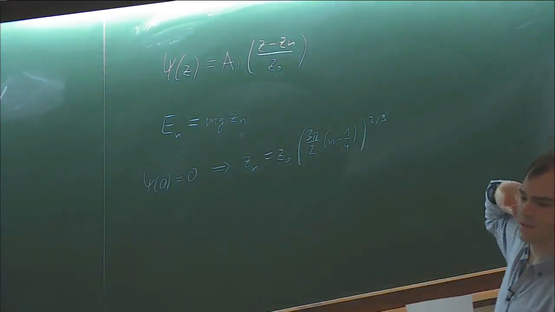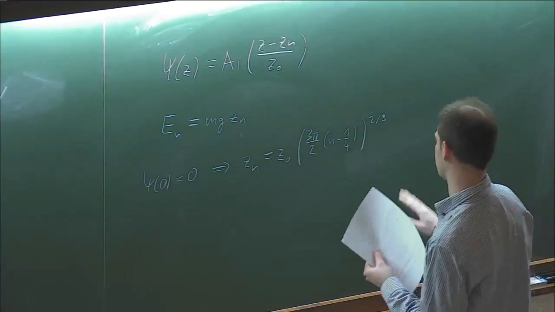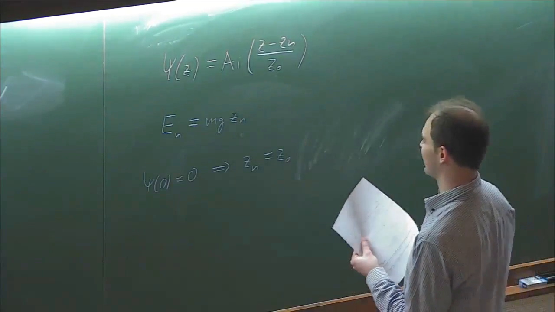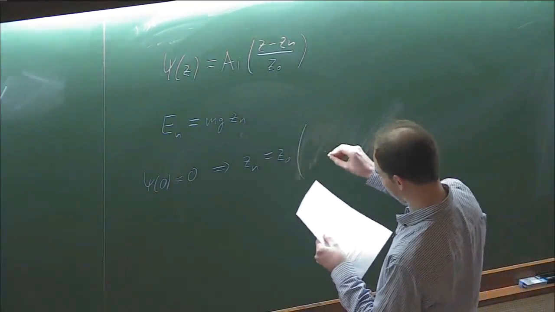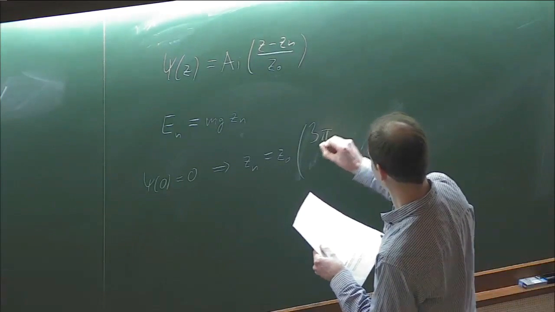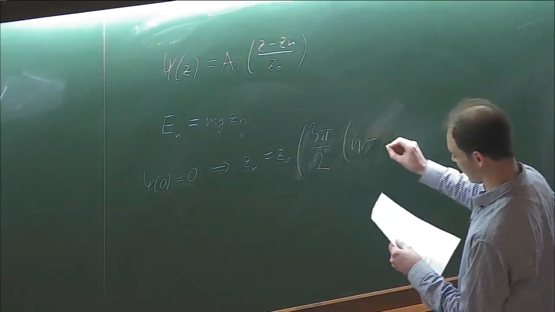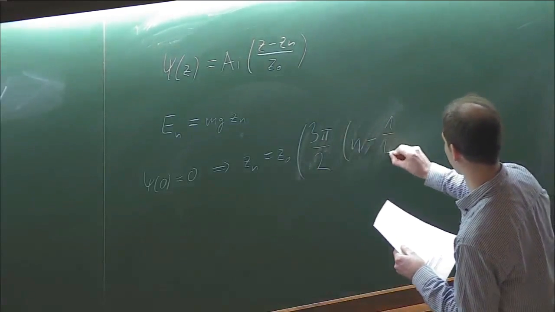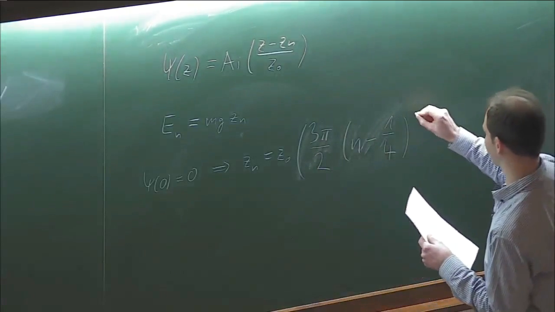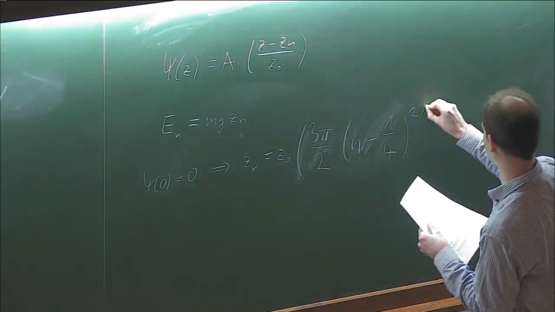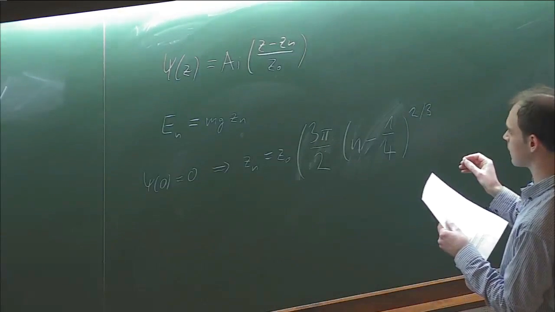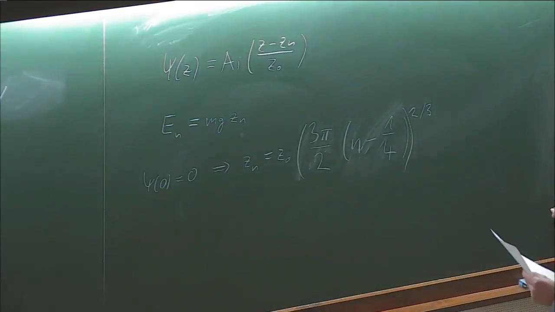Sorry. Yes. Bigger. 3 pi half. Big enough? I try to stay that way. N minus 1/4, to the 2/3. It's really hard to see yourself when you write something. You have to step back a bit.